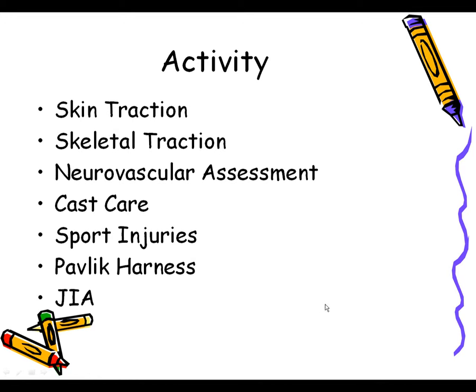And those are activities that you all assisted with in class. So I want you to look back at those: the different types of skin traction and skeletal traction, know the difference between the skin and skeletal, your neurovascular assessment, cast care, sports injuries and treatments, because those sports injuries are basically going to be more soft tissue injuries. The Pavlik harness, which is for children under 3 months, and juvenile idiopathic arthritis. Be familiar with those and those tables that I had discussed with you and have previously mentioned.